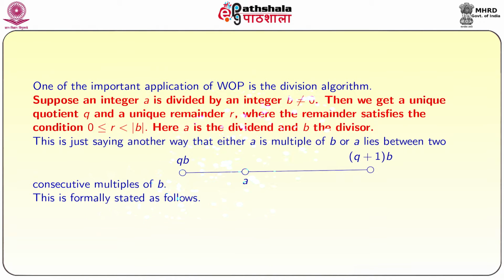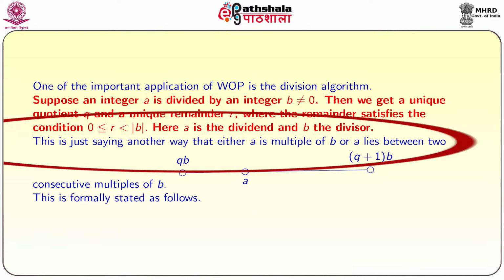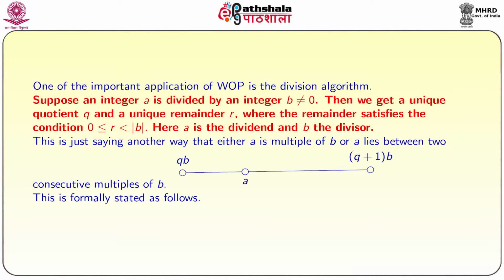Suppose an integer a is divided by an integer b not equal to 0, then we will get a unique quotient q and a unique remainder r, where the remainder satisfies 0 less than or equal to r less than modulus of b. Here a is called the dividend and b is the divisor. This is just saying another way that either a is a multiple of b or a lies between two consecutive multiples of b, that is, a is between q b and q plus 1 into b.